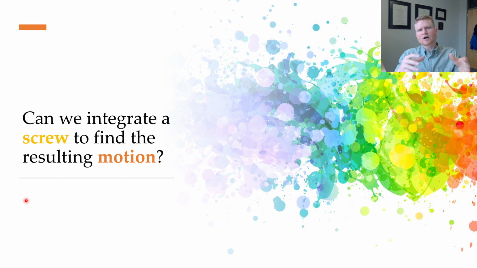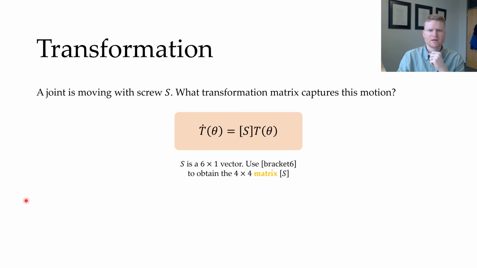Okay, so that's how we can convert angular velocities back into rotation matrices. We can use the same sort of logic in order to convert screws into their resulting motion. So let's say that we have a joint that's moving with some screw S, and I want to understand what transformation matrix captures the motion of this joint. So if I were to actuate this joint, what transformation matrix captures the motion resulting from the movement of that joint? I'll start off with the equation we were just discussing.